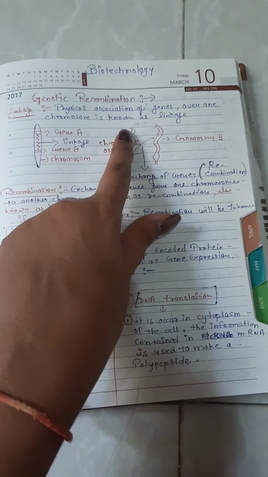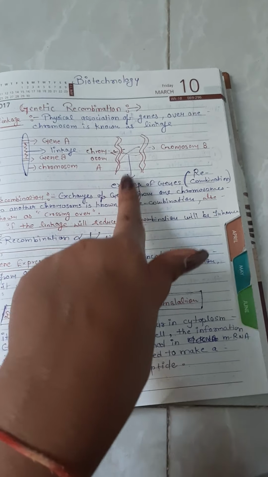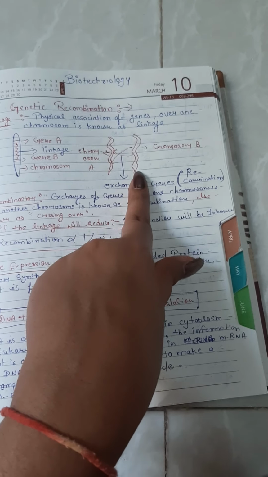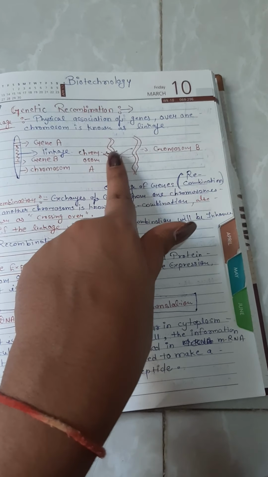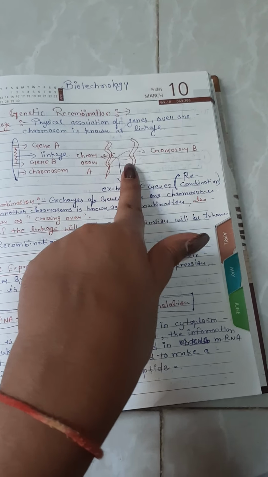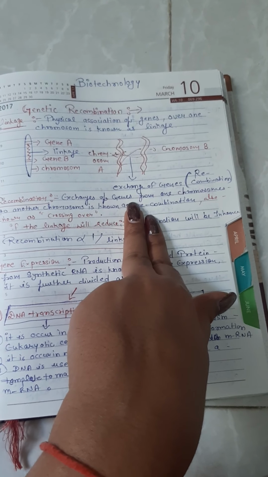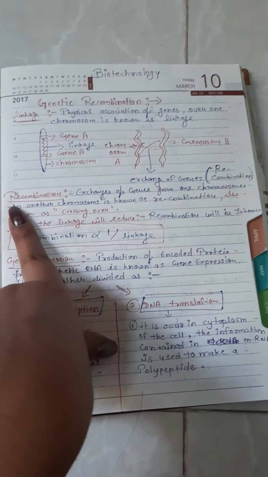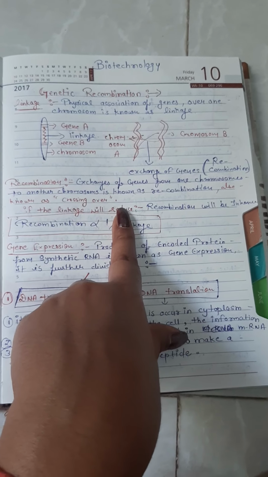So you have one chromosome with genes over it, and another chromosome which also has genes over it. When genetic material transfers from one chromosome to another chromosome, that is known as recombination. You are recombining two different chromosomes with the help of genetic material. It is sometimes also known as crossing over.